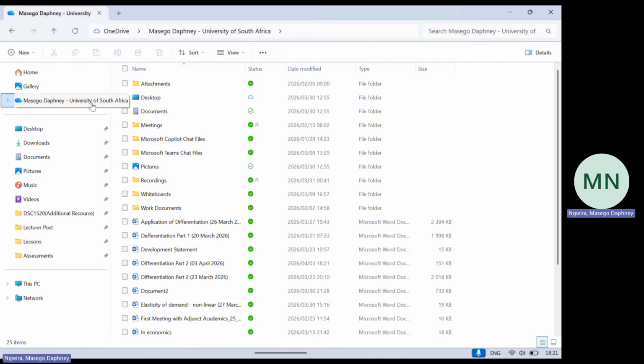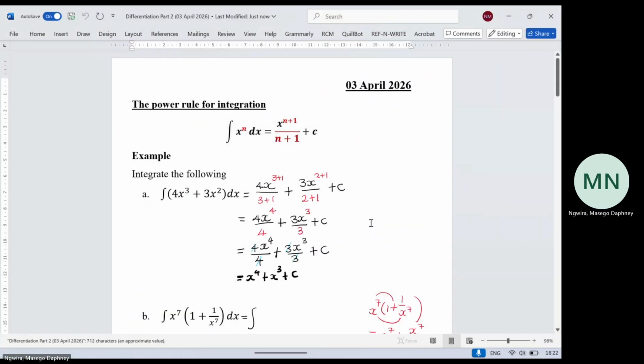Please note that this is integration part 2. I wrote differentiation, sorry. It's integration part 2. Okay.